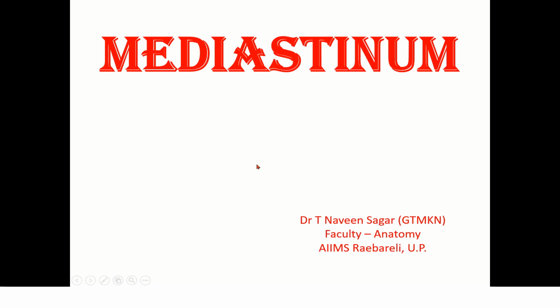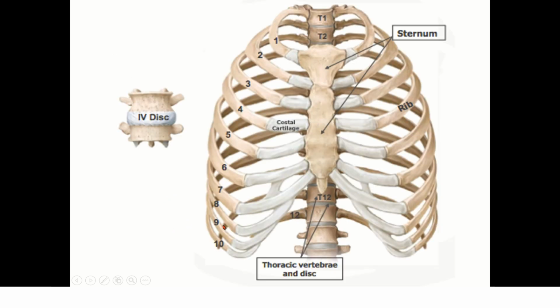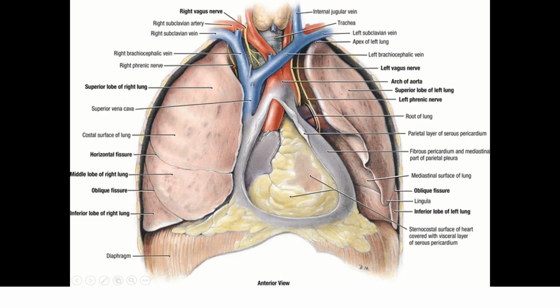In this session, we'll be discussing the mediastinum. The mediastinum is defined as the space or septum between the two pleural sacs, limited on each side by the mediastinal pleura, extending above to the thoracic inlet, below to the diaphragm, in front to the sternum, and behind to the 12 thoracic vertebrae. You can see here, in this center part will be the mediastinum. On either side there will be pleural sacs enclosing the lungs. This entire structure is called the mediastinum.